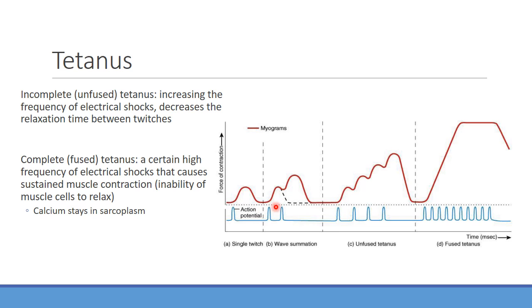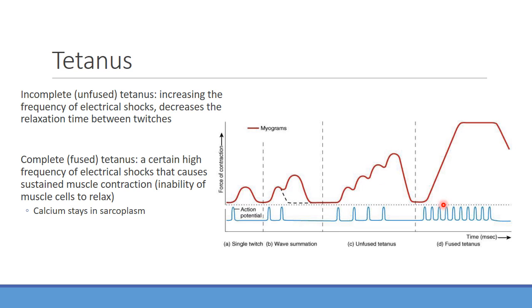Versus if I were to have some degree of wave summation, where I'm increasing that frequency of activation, so I send two action potentials, and just get a little bit of squeeze there in the muscle, and then get even more force. As I increase the number of action potentials I'm sending, you see they keep building on one another. And then eventually I can have this, called unfused tetanus, where you're going to find some decrease in the amount of contraction between different action potentials.